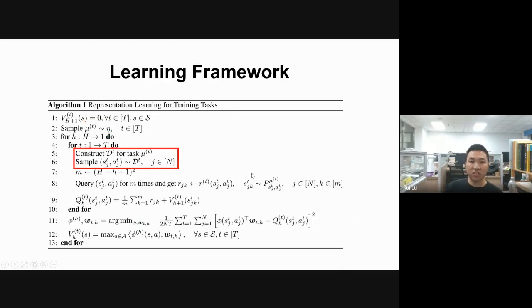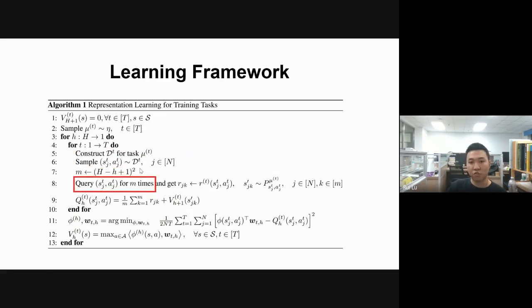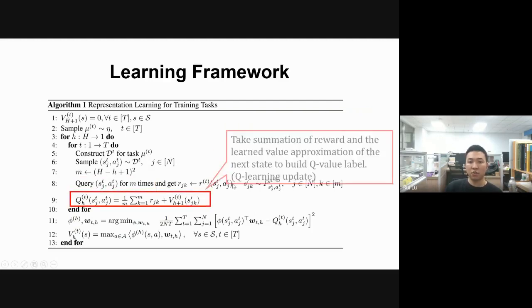And then to solve each task, you construct a distribution, and you sample some state action pair from this distribution. And after you get a bunch of state action pairs, you query a generative model. We assume that we use a generative model in our work. And you use this model to simulate the reward of the state action pair that I just sampled from this distribution, and you get a next state sample from the transition dynamics. And then you just construct your Q value label by its definition.